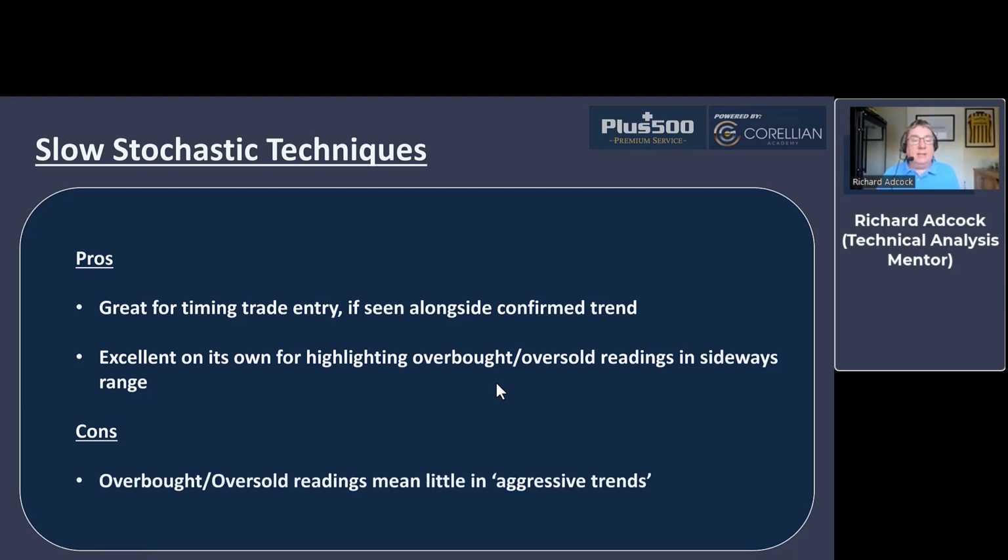However, because we need to know the trending condition of the market, overbought and oversold readings mean very little in aggressive trends. So we need to be aware of the trending condition with the MACD, and then use the slow stochastic to give us the timing signals to enter trades and even increase risk within that developing trend as these signals are consistently seen.